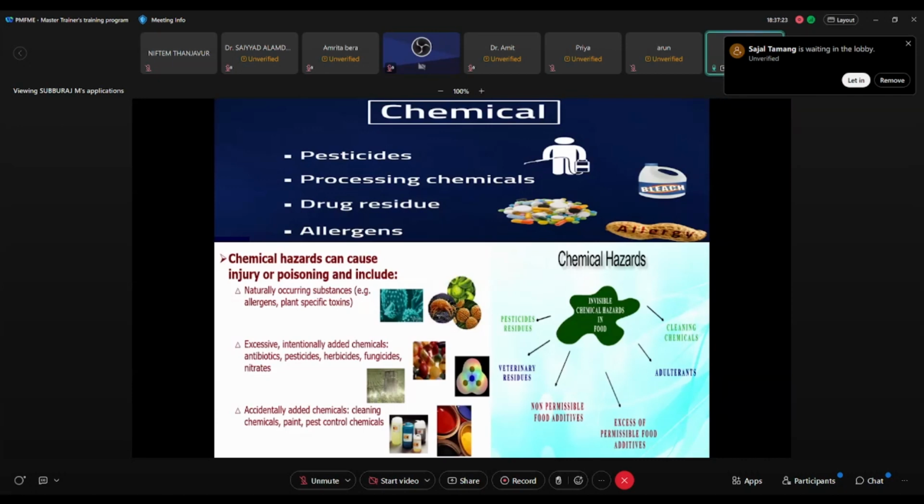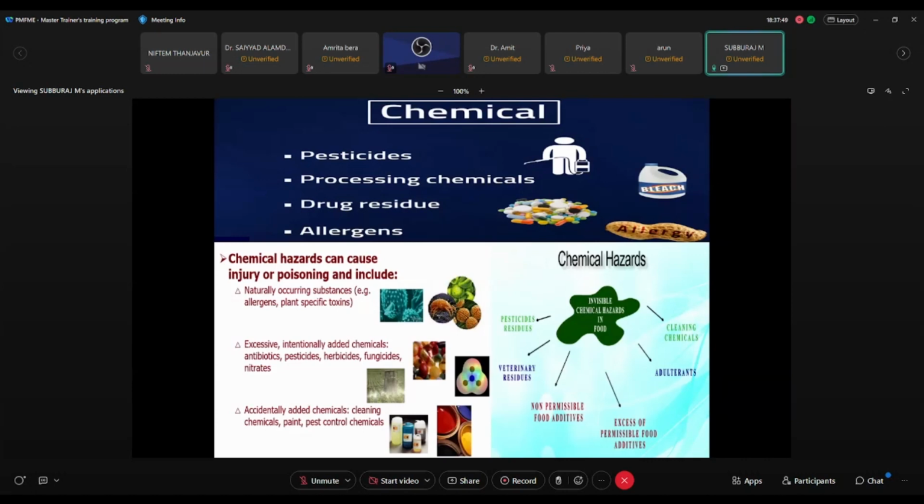that means agriculture and animal husbandry chemicals: pesticides, fertilizers, antibiotics, polychlorinated biphenyls (PCBs), and toxic metals, commonly lead, cadmium, mercury, arsenic, cyanides, and all these toxic chemicals, and veterinary residues, non-permissible food additives. It is also a problem. Then processing contaminants. Sometimes some chemicals come from the processing.